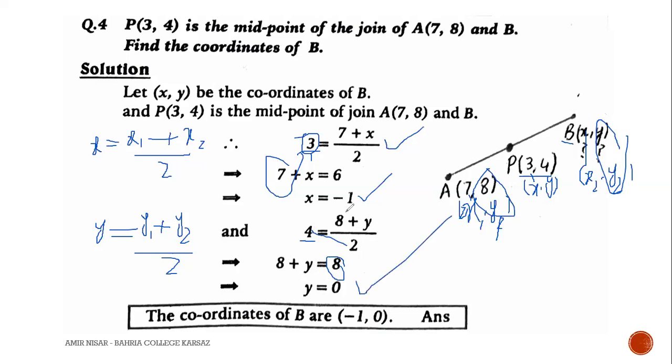So X component of the point is minus 1, and Y component of the point is 0. So minus 1 comma 0 are the coordinates of the endpoint B. So in this way, this question is finished.